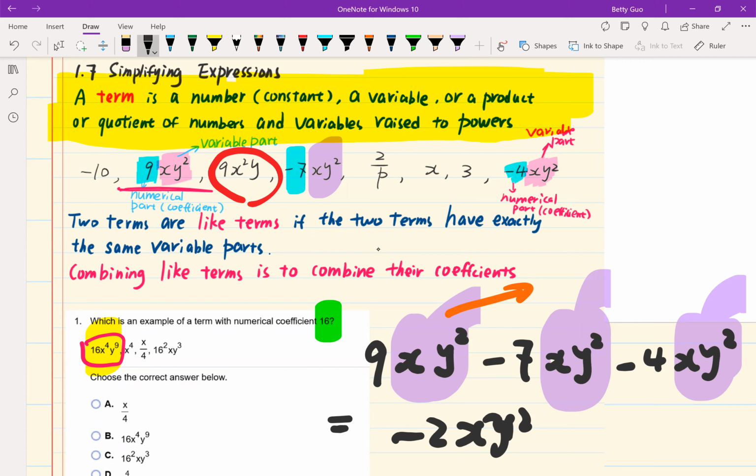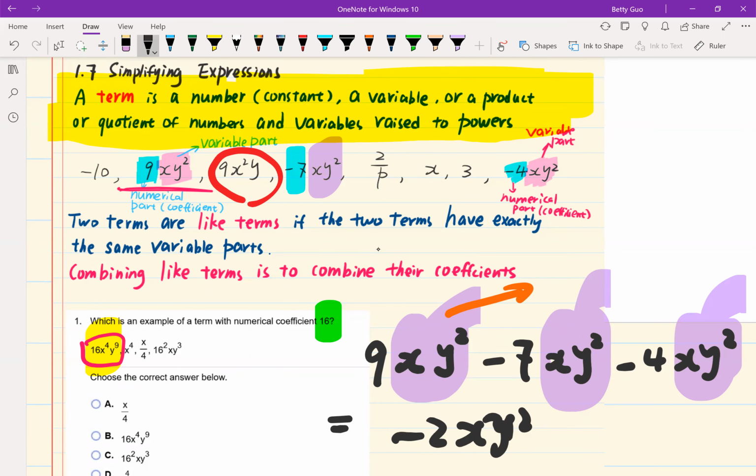You have 9 apples in the beginning. I take away 7, you have 2xy squared, right? But I again take away 4. So you only have 2, I take away 4, so you owe me 2. So that is -2xy squared, right? Does that make sense?